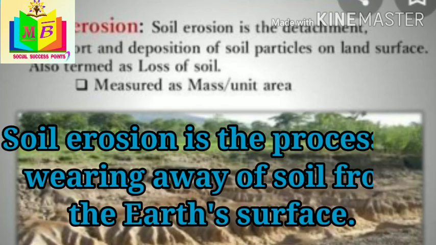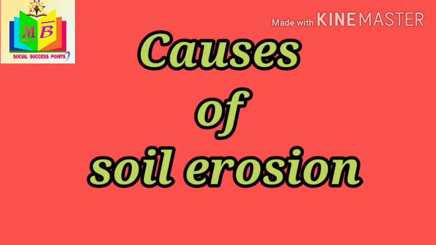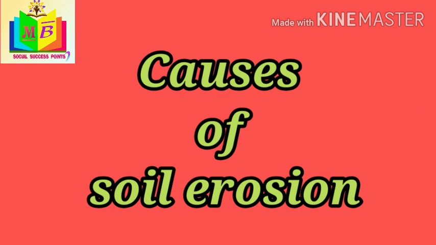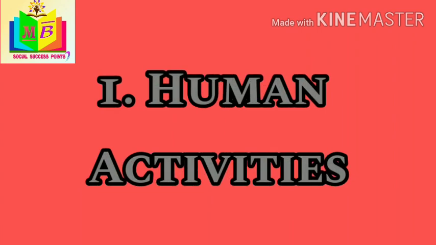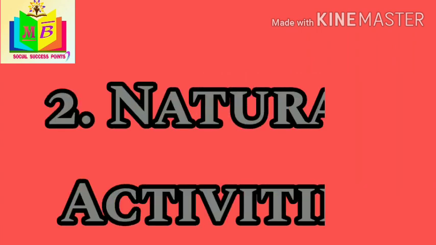Dear students, soil erosion is the process of wearing away of soil from the earth's surface. When the soil is removed from its own place, it is soil erosion. There are some causes of soil erosion, and here we will see two kinds of causes for soil erosion. The first is human activities and another is natural activities.